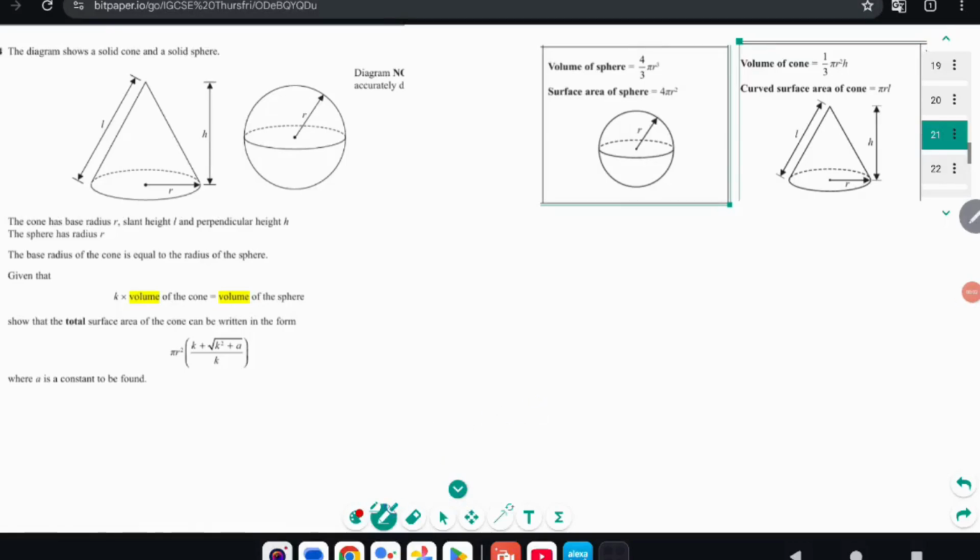So we've got a cone and a sphere. We are told that k times the volume of the cone is equal to the volume of the sphere. Show that the total surface area of the cone can be written in this form. Okay, so k times the volume of the cone, which is a third pi r squared h, is equal to the volume of the sphere.